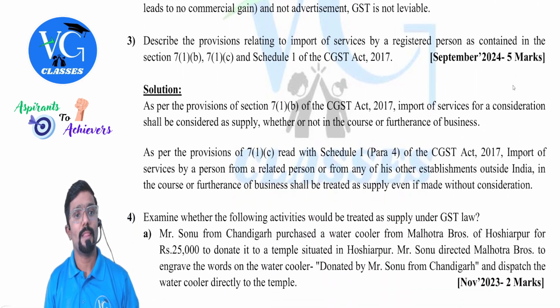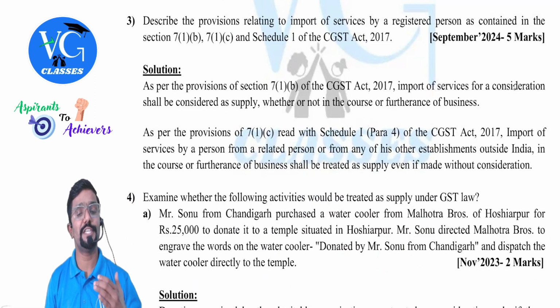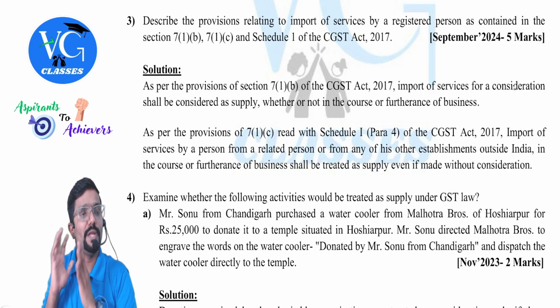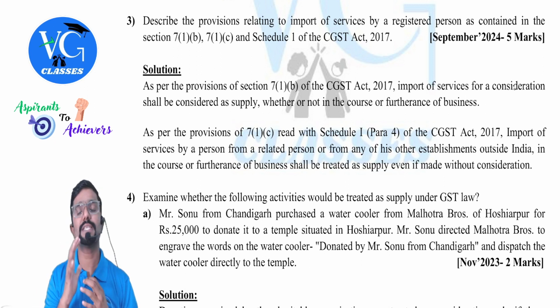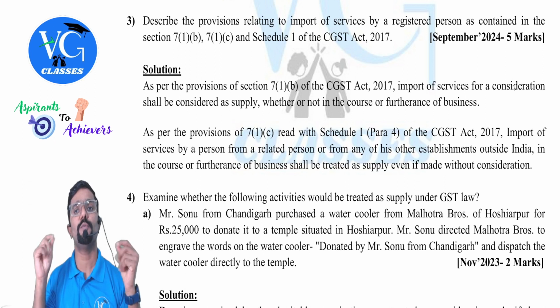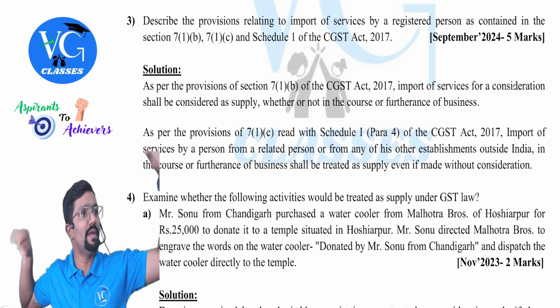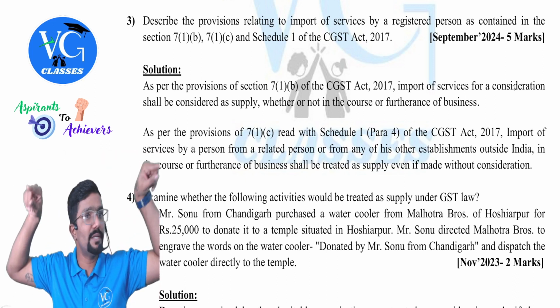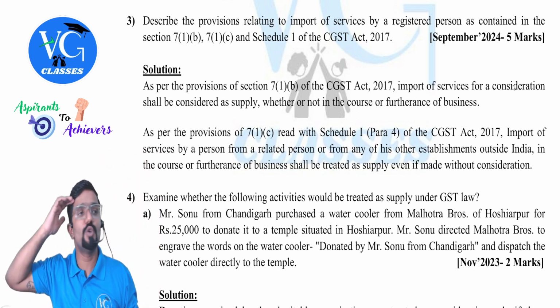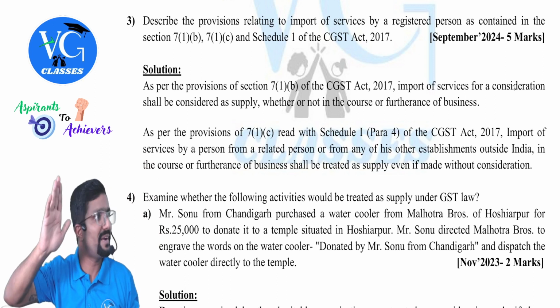Okay. Then describe the provisions relating to import of service. So they are targeting only import of service by a registered person as contained in section 71B or 71C and schedule 1 of the CGST Act 2017. Guys, they are asking you to explain the provisions with respect to import of service. There are two connections, 71B and para 4 of schedule 1. You need to connect both and explain. You remember the chart? But in the exam, please don't write the chart and all. That is only for your better understanding.